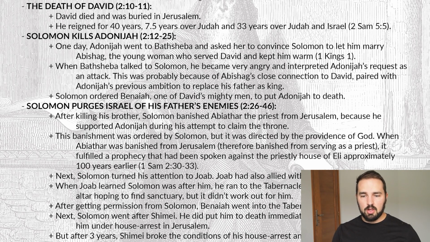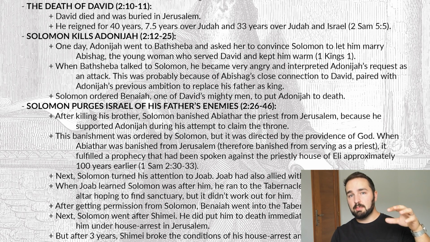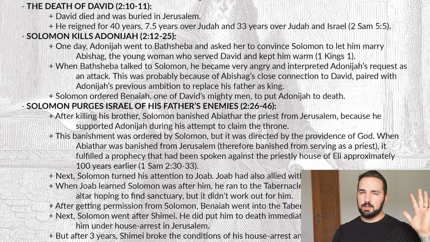She went to her son Solomon, and when she proposed that Abishag be given to Adonijah, Solomon became very angry. He interpreted Adonijah's request as an attack. This was probably because of Abishag's closeness and connection to King David, paired with Adonijah's previous ambition to take the throne. So he's like, what is Adonijah up to? This time, Solomon wasn't going to tolerate it. He ordered Benaiah, one of David's mighty men, to put Adonijah to death.